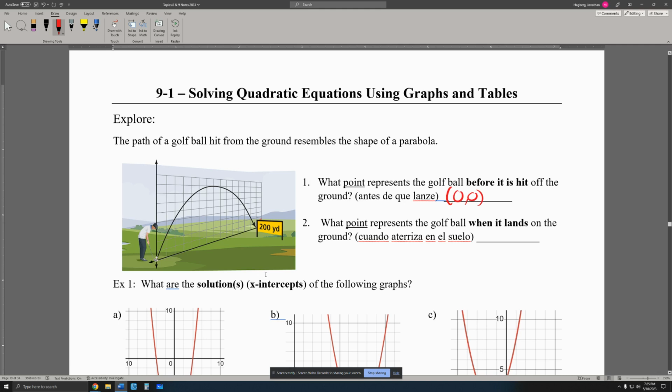The point where it hits the ground: once the player hits the ball, it goes all the way up into the air and then it starts coming back down. It hits all the way out here where our sign shows 200 yards. And so the coordinates for this point, if we were to overlay this onto the coordinate plane, would be 200, 0.